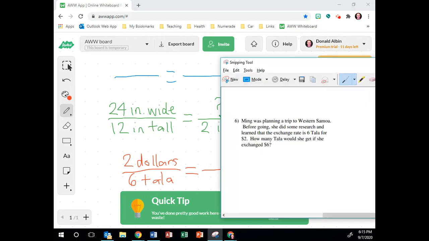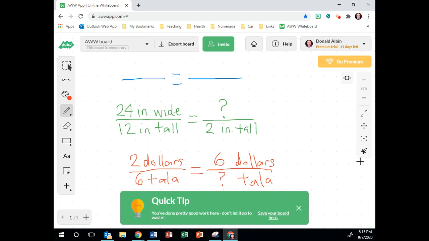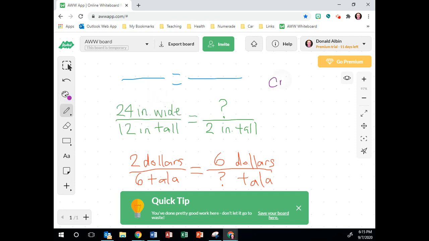Let's go back to the problem. How many tala would she get if she exchanged $6? $6 is how many tala? So that's how you set up a proportion. Now we're going to use the technique of cross multiply, and I'm trying to see where I can do this. I guess I'll write it over here. Cross multiply to solve this.